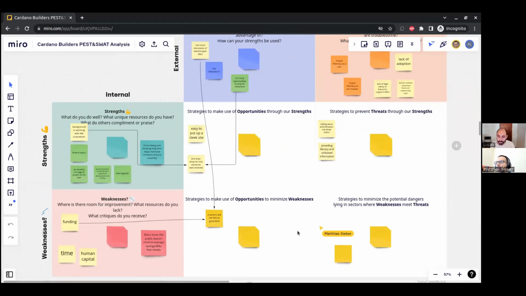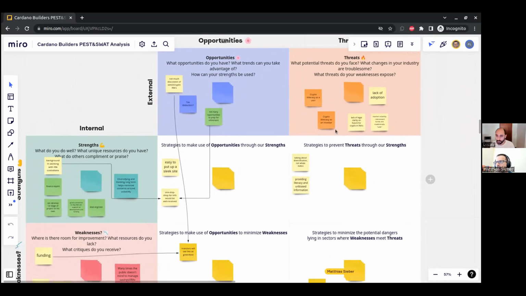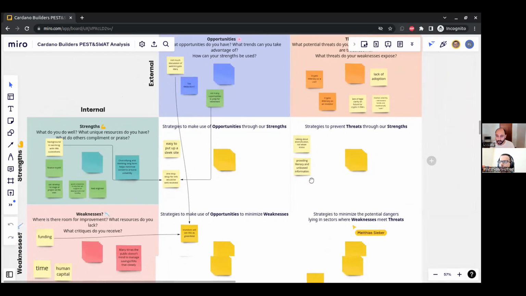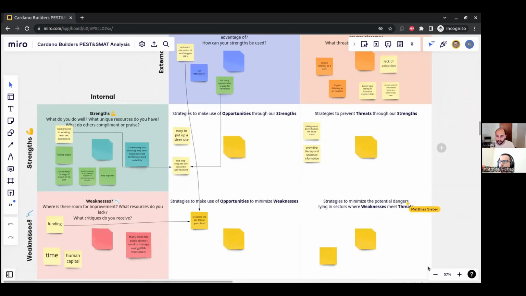So, especially the bottom right quadrant, right, where threats meet weaknesses? We have on one side the crypto literacy as a threat, and then funding as a weakness. Now we're looking to strategize to minimize the potential dangers in sectors where weaknesses meet threats. I think the sticky for that would really be education, the strategy to educate these stakeholders.